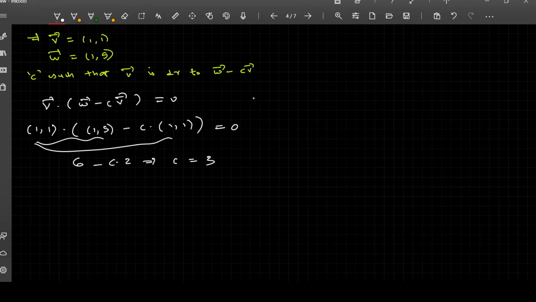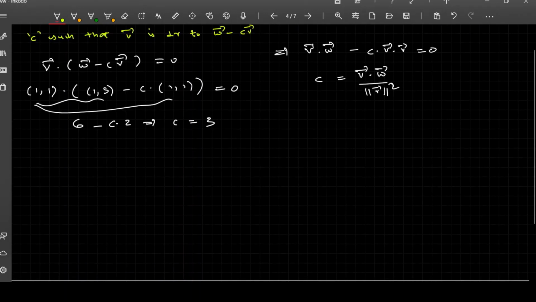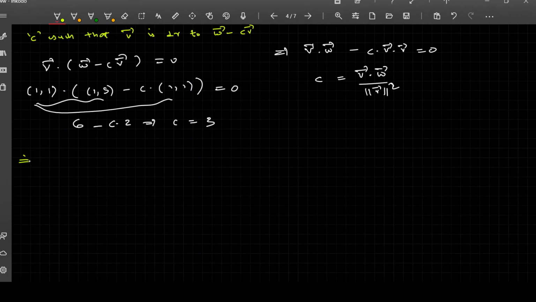So to generalize this, we can write the dot product of V vector and W vector minus C times dot product of V vector and V vector, which is equal to 0. So C will be equal to the dot product of V vector and W vector divided by the square of the magnitude of V vector. That's it. So this is the generalized formula. These are all easy questions, to be honest, just to make sure we are practicing them and we don't get stuck in any of these basic concepts. We are actually solving these basic things.